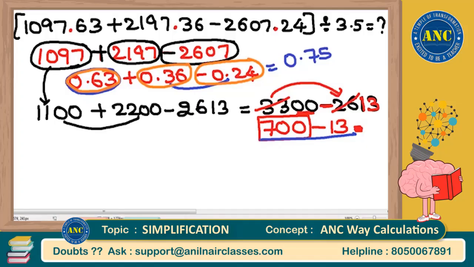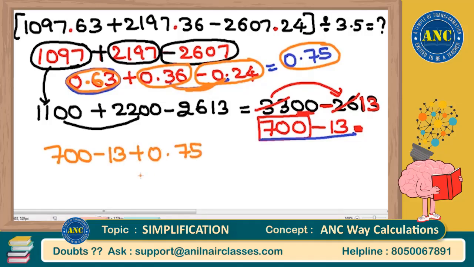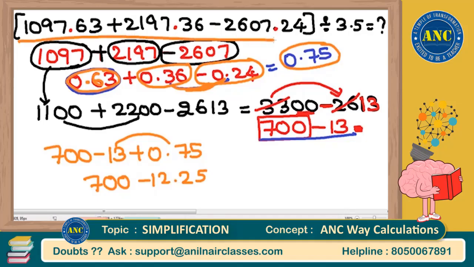Now I had 36 paise. I gave back 24 paise. I am left with 12 paise. To 12 paise, I also add 63 paise. Total I have is 75 paise, which is 0.75. That is a little bit better for solving fast. So you are left with 700 minus 13 plus 0.75. 13.75 if I subtract from 700, it is 12.25... rather 686.25 as the remainder.